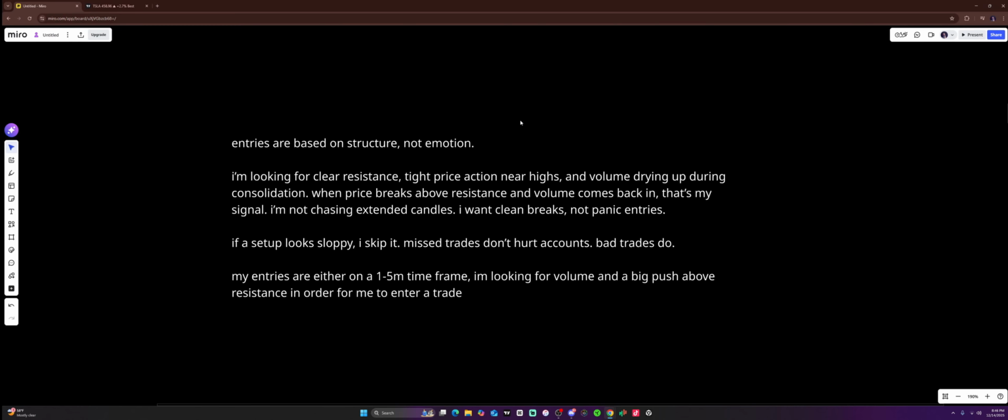Now, I want to go over my entries, right? Entries are based on structure. It's very, very simple. We're not entering because of random indicators. We're not entering because we feel like it or we think the stock is going to just move. We enter off of structure and we enter off of a systematic approach every single time. I'm looking for clear resistance, tight price action, riding on the moving averages. I want to see the volume slow down. I want to see it consolidate, and then bang, I want to see it break out.